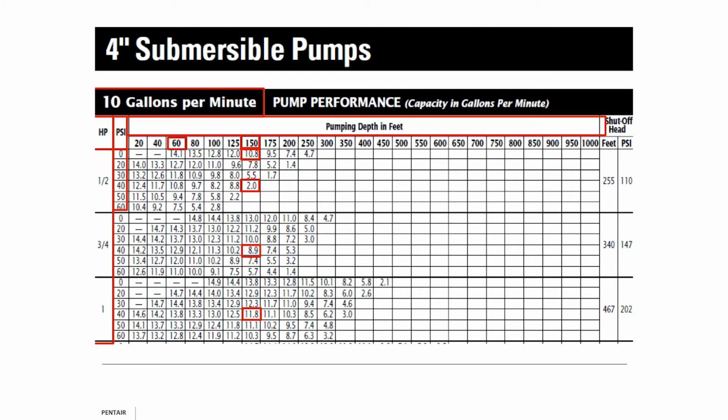Now, if you look at, say, the drawdown of the well, we know that the water table is at 42 feet. It's going to drop the additional 10 feet for a total of 52. I don't have depth of water 52, but I do have 60. Now, let's look at 40 psi. And at 40 psi, look at that, 10.8 gallons per minute. So we confirmed it 2 different ways.